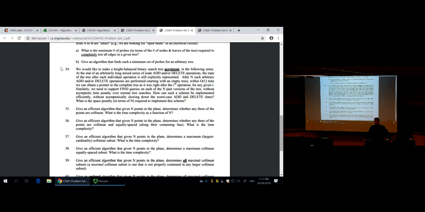You did n work, roughly, to populate the last hash table, the biggest one. The one previous to that, n over 2 work. The one previous to that, n over 4 work. The total amount of work you did is what then? It's 2n, roughly. So you only took 2 units of work per item throughout this entire process, no matter how many times you doubled.